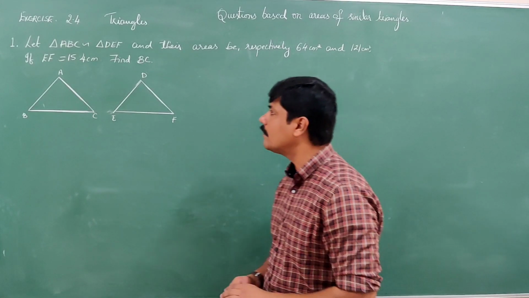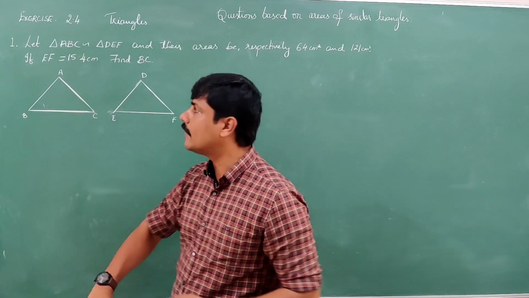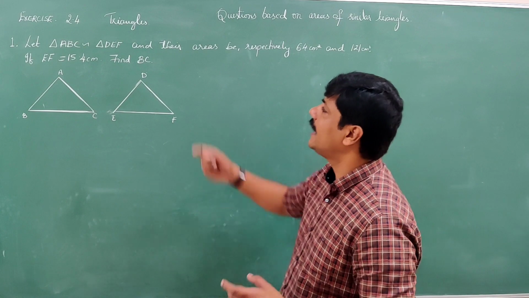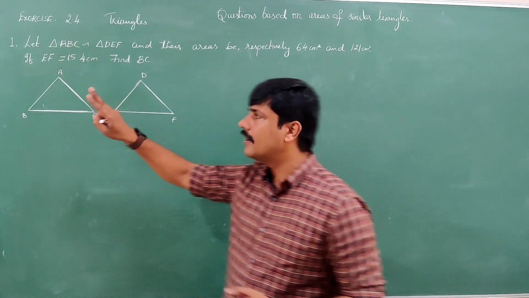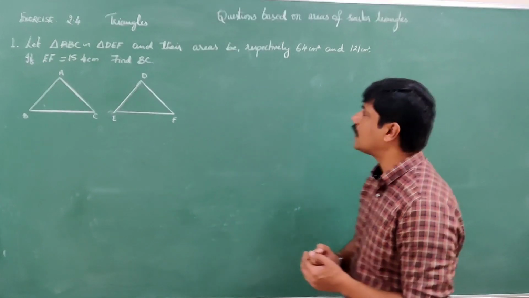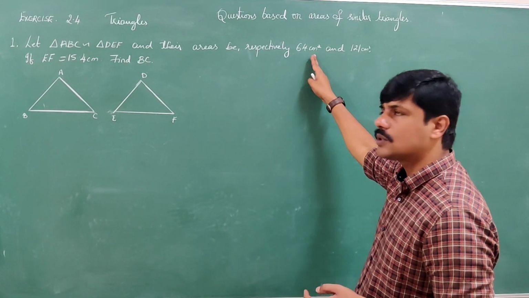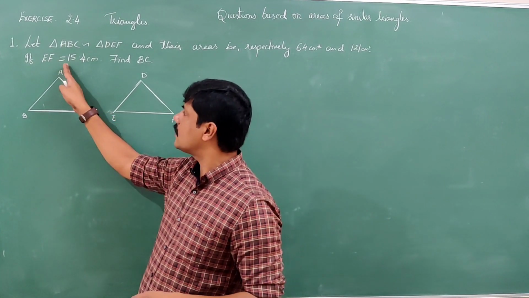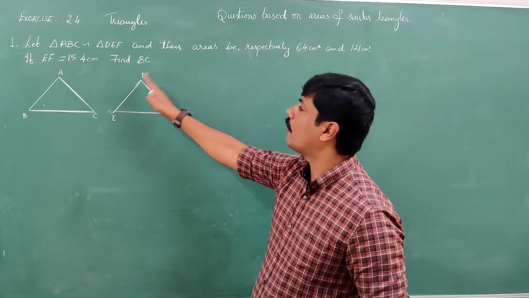So let me read out the problem. First problem of exercise 2.4. Let triangle ABC be similar to triangle DEF and their areas be respectively 64 cm square and 121 cm square. If EF is equal to 15.4 cm, find BC.